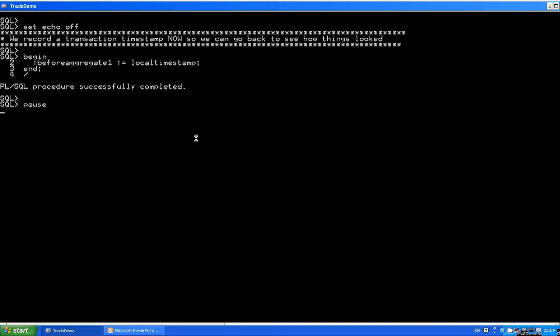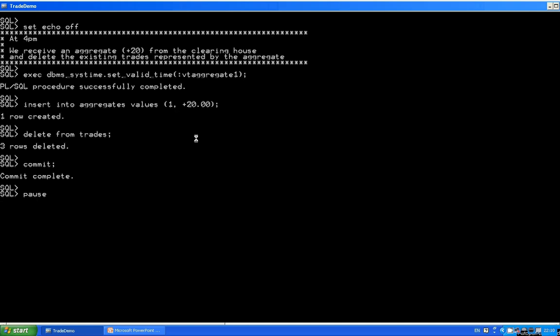So before we aggregate those 3 trades, we're just going to make another transaction timestamp copy. And at 4 PM at VT aggregate 1, we now receive the aggregate record from the clearinghouse. It represents the net value of all the trades that we've received so far, which are trades 1, 2 and 3. And the business functionality dictates that once we receive an aggregate, we delete the trades that we have received that are in the system. In this case, 3 trades are deleted.